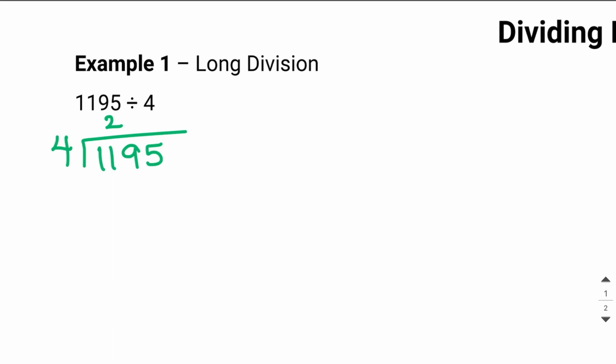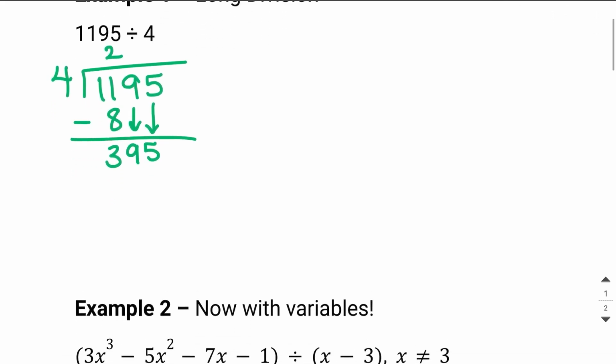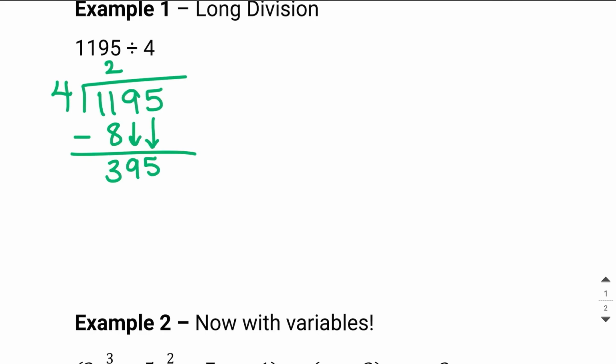So now that we know 4 goes into 11 2 times, we're going to multiply the 2 by the 4. We end up getting 8, and then we subtract the 8. When you subtract the 8 from the 11, you get a 3, and then we bring down the 9. And actually, I'm going to also bring down the 5 because it's going to help when we get into our variables, okay? So now the next thing I need to do is see, how many times does 4 go into 39? Well, it can go in 9 times without going over because 9 times 4 is 36.